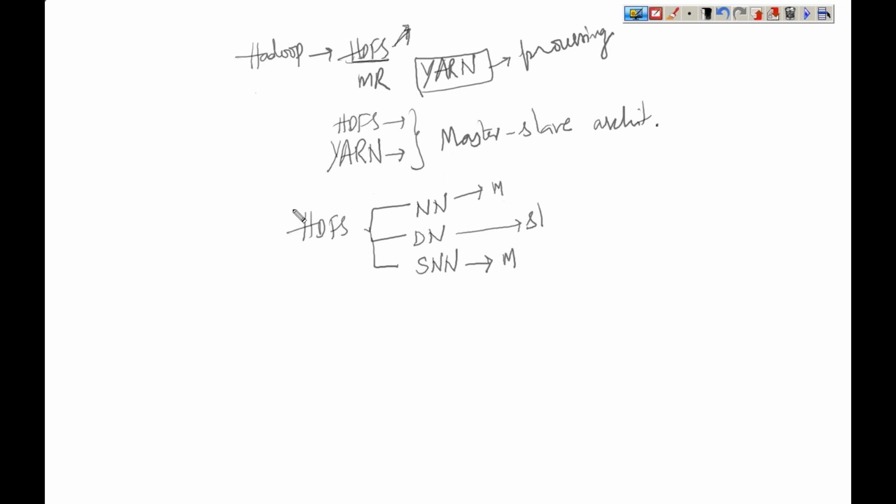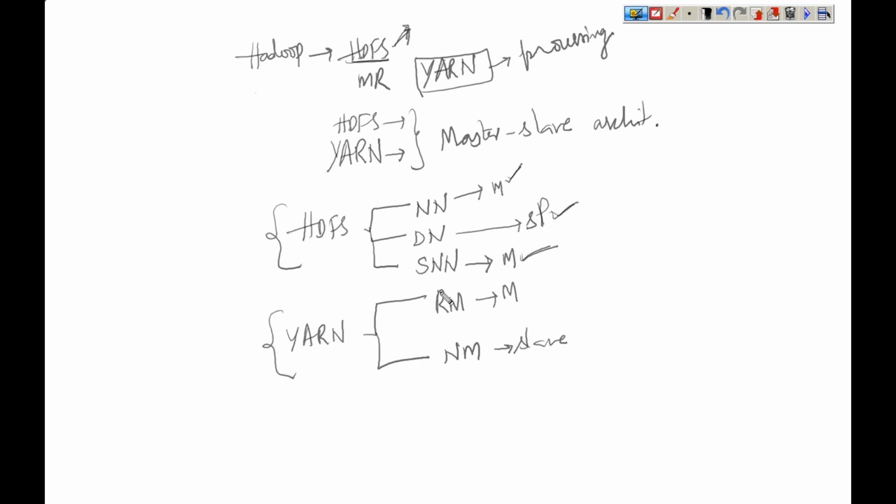So in the HDFS cluster, in the Hadoop cluster, these are the daemons that are going to run: masters, name node, secondary name node, and several data nodes. Why? Because the slaves will be more. Masters will be one, but slaves will be more. So this is the architecture that is used by HDFS. Coming to YARN, YARN uses two processes. One is called resource manager, and the other is called node manager. The resource manager is the master process, and node manager is the slave process. In the HDFS cluster these are the daemons that run, and in the YARN cluster these are the daemons that run.